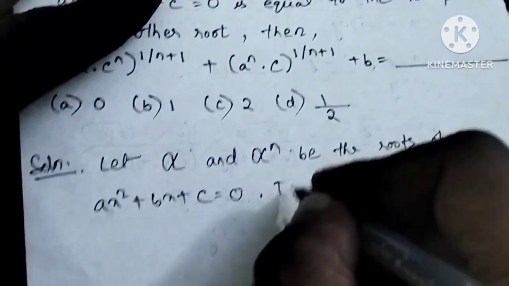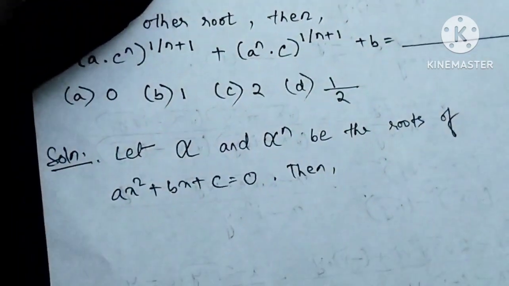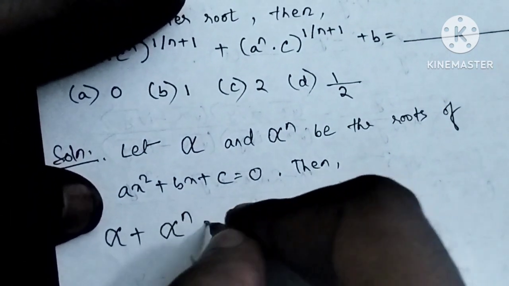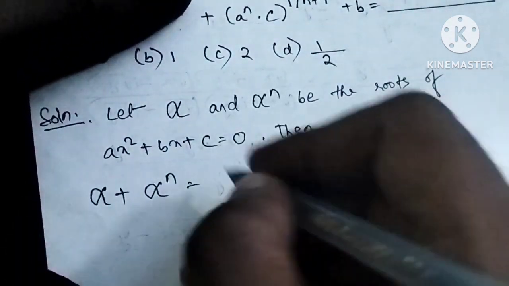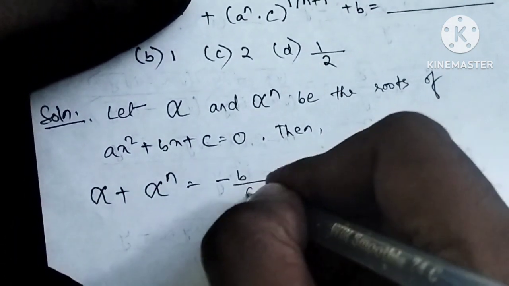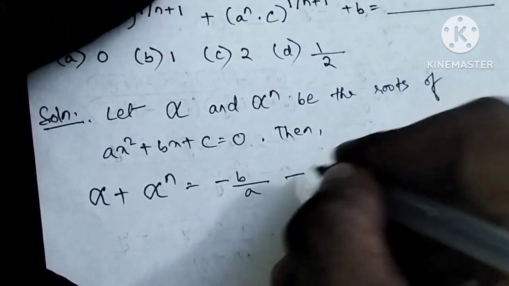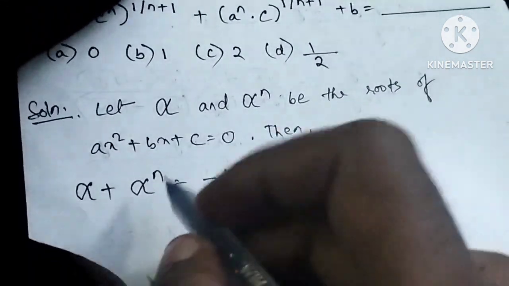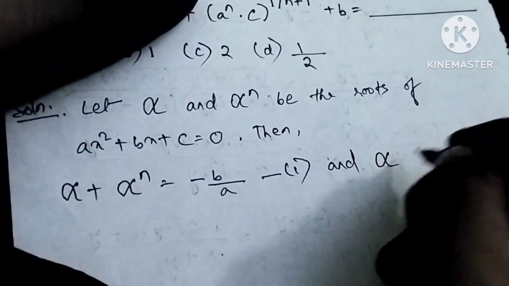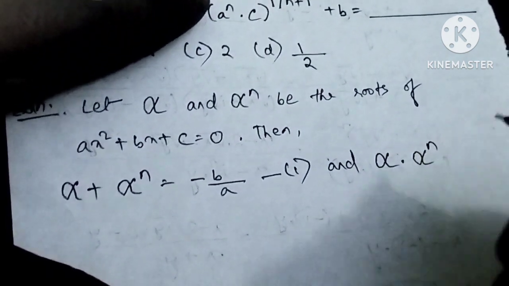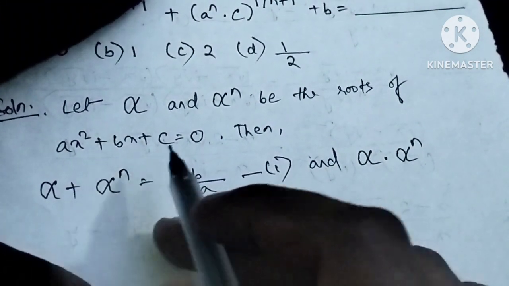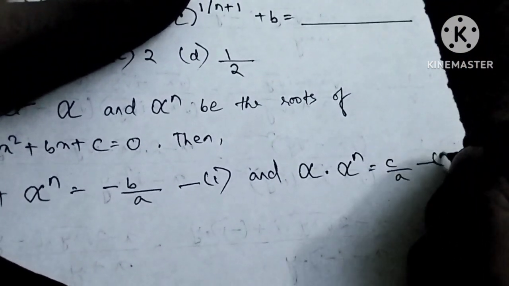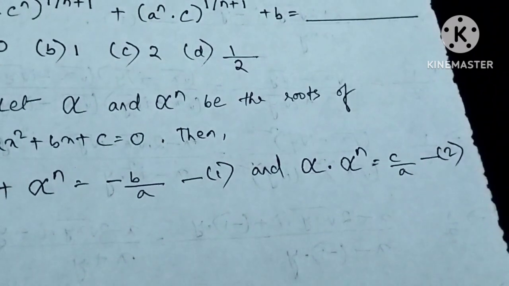Let alpha and alpha to the power n be the roots of this equation. So then, what is the sum of the roots? Alpha plus alpha to the power n. Sum of the roots is minus b by a. Clear? Name it equation 1. And product of the roots, that means alpha into alpha to the power n, is c by a. Name it as equation 2.